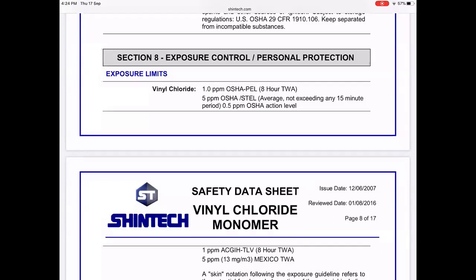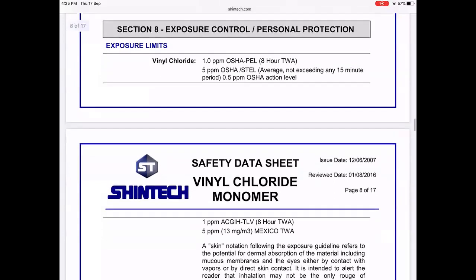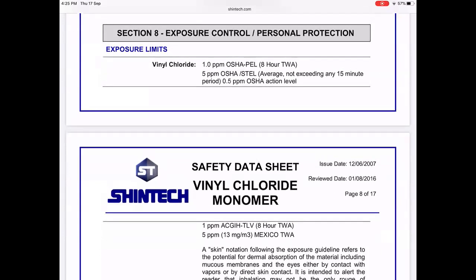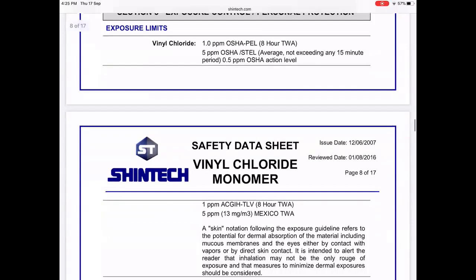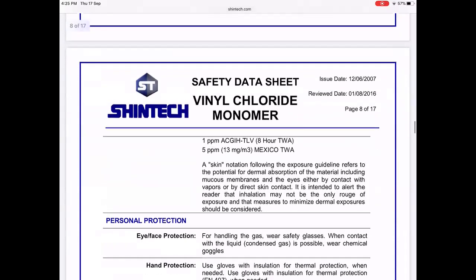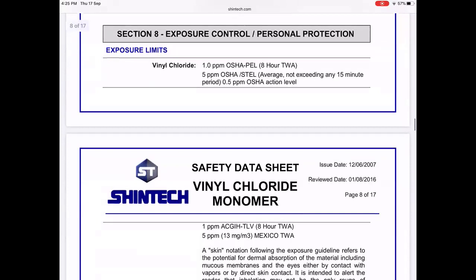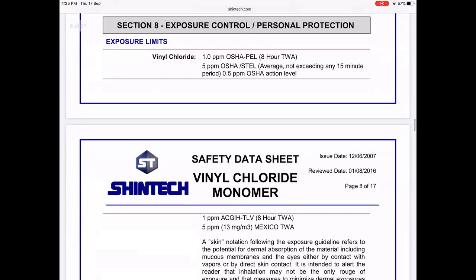Take a look at vinyl chloride. The TWA is only at 1 ppm, meaning just by inhalation, a little bit of exposure to this chemical, it can actually be quite fatal. Okay, so the STEL is 5 ppm, again written here, not exceeding any 15 minute period. Okay, so that is a level that we are looking for. So in case you're wondering, where can I get all these TLV, TWA values? It is in all the SDS. They must put it down.